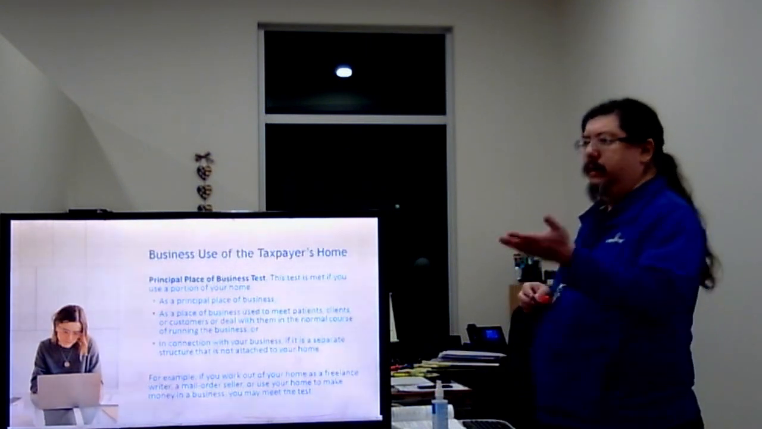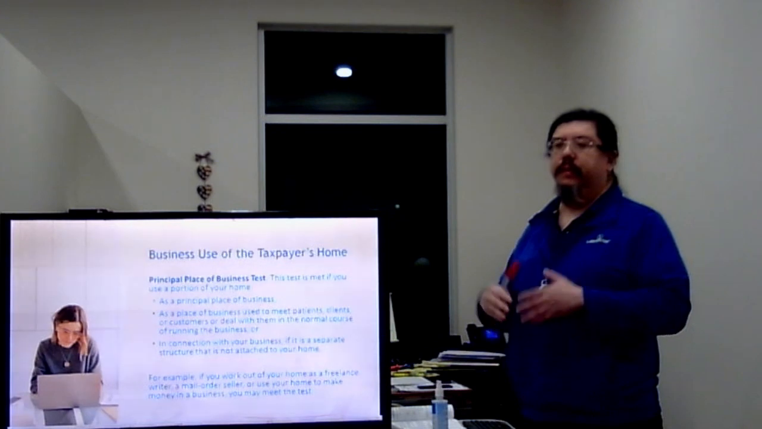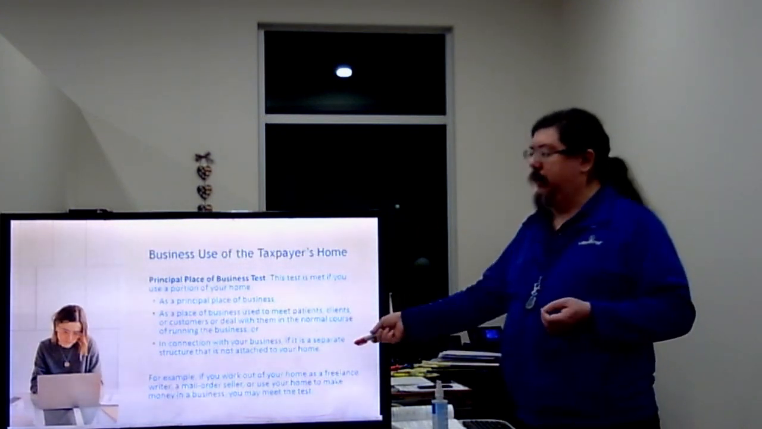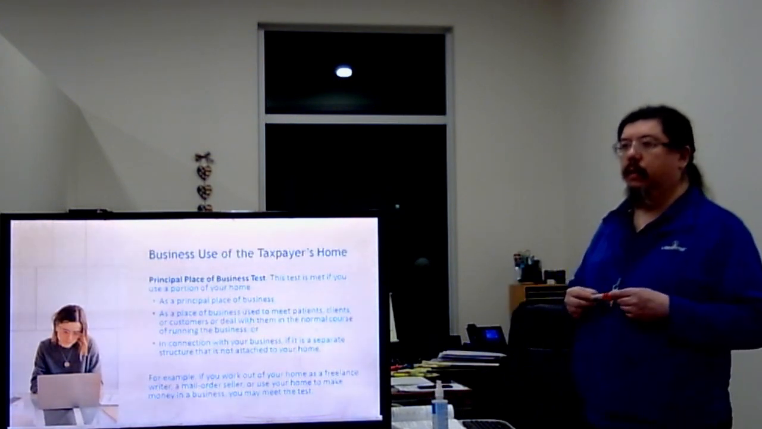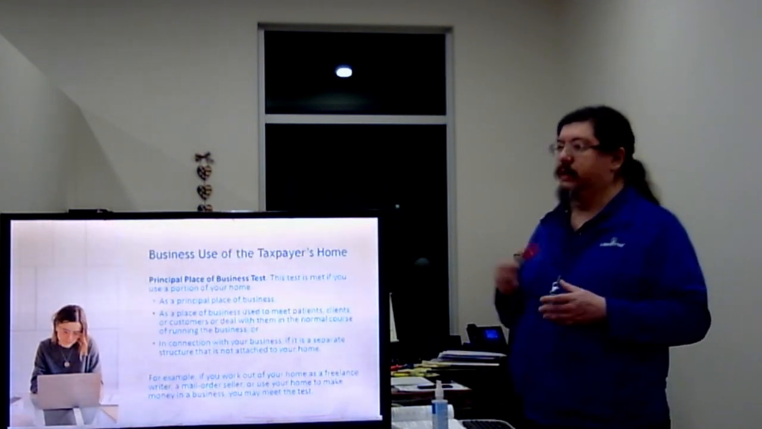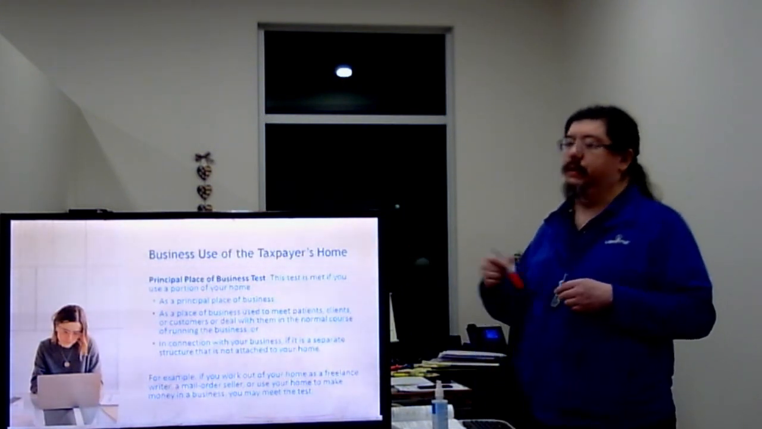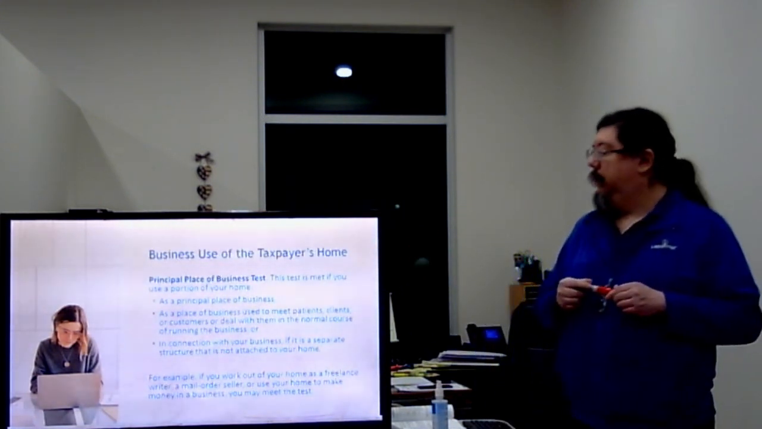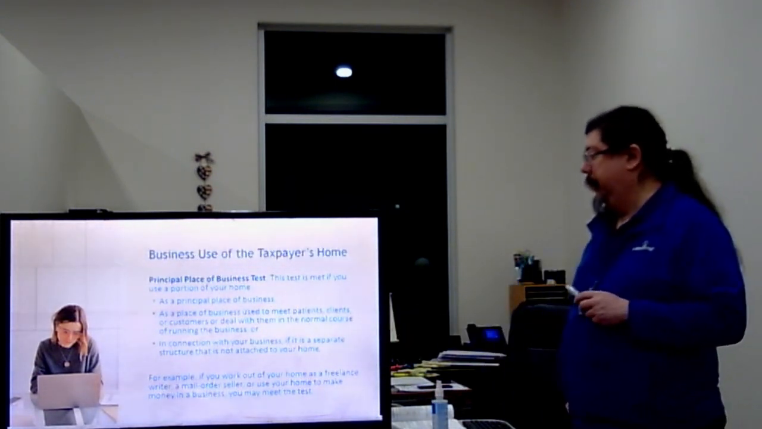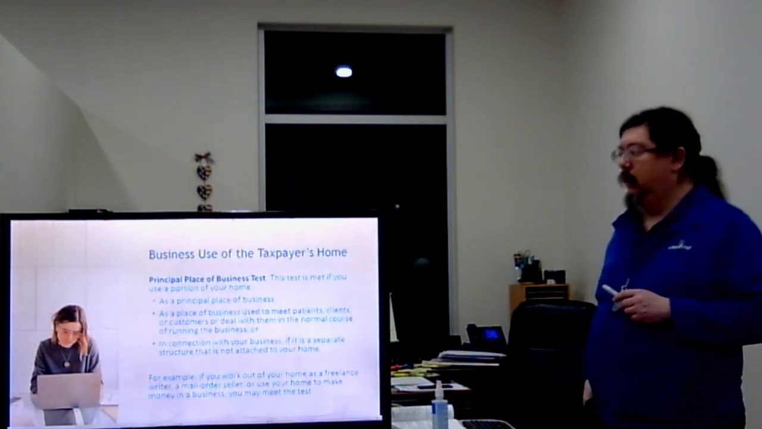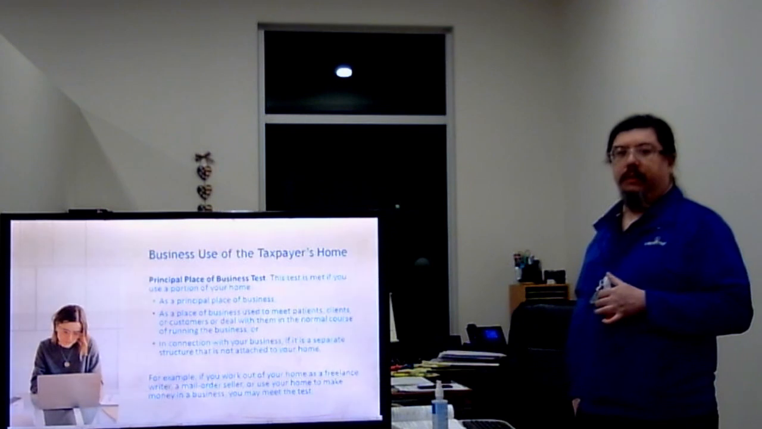Like a detached garage, it's still going to be part of your home. It's a separate structure. Or if you build a workshop that's not connected to your home but is on the same lot, that would be part of your home for purposes of whether you're going to claim it on your Schedule C or the business use of home worksheet. But it will pass the principal place of business test if it's a separate structure. So it's a lot easier to count it as business use of home if you have a separate structure.